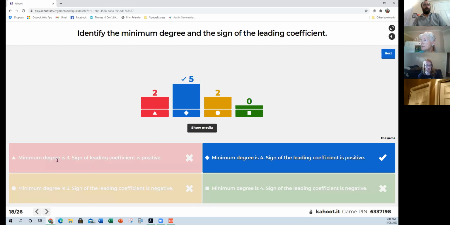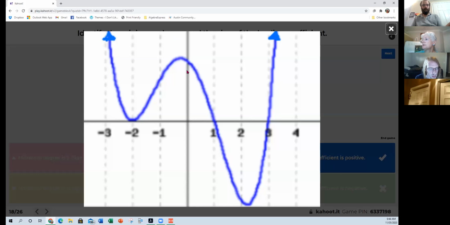So the red one says minimum degree is 3. If you count the humps and add 1, then it would be 4. That's what you have to do to find the minimum degree. So if you look at this, 1, 2, 3 humps, add 1, that would make 4. So that means it's even degree. And then the tail end is pointing up. So that means it's positive.